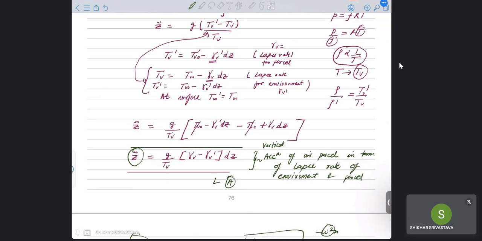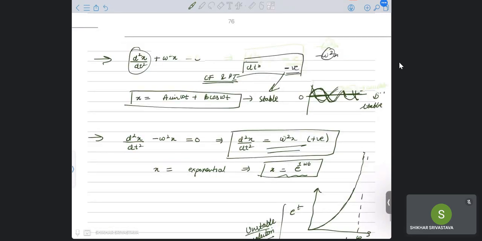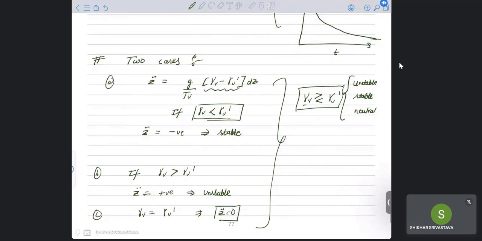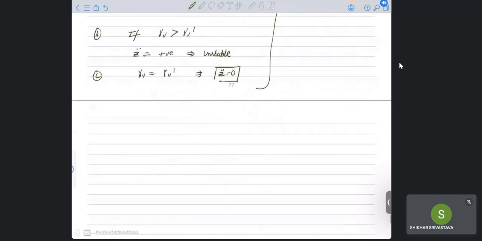Now there is a very easy way to remember this physically. So what is that? You may ask me that mathematically we are getting that when gamma v is less than gamma v dash, then z double dot is negative. We will get a sinusoidal solution which is stable. But what does it mean in the atmosphere? How to relate it? So simple.